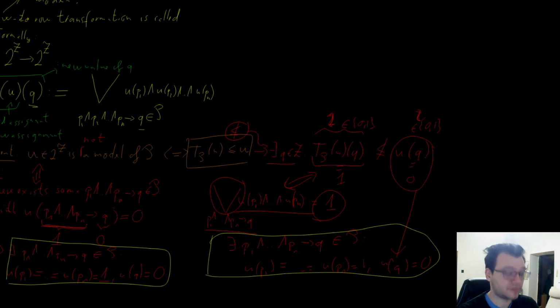Okay, right? So actually we have just proven that the assignment U is a model of the program if and only if T_P transforms U into some assignment which is a lower bound of the original assignment. Now, that's fine.